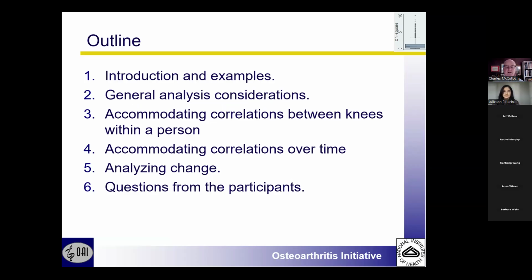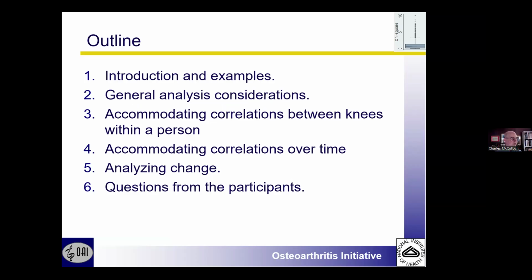So here's my outline. I'll start off with an introduction and some examples, and talk about some general considerations that I always go through when I'm thinking about analyzing data from OAI. A key component of dealing with this data is that almost always you have to deal with accommodating correlations, either longitudinally over time between these or regions within these. That's important to get the proper statistical analysis.